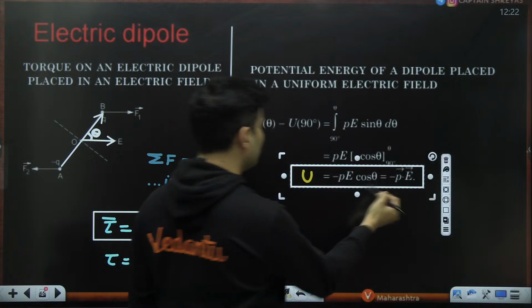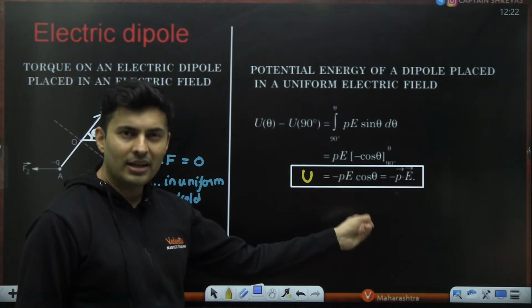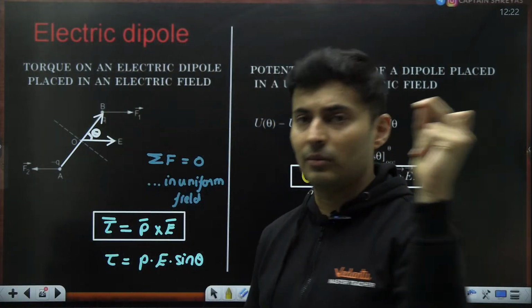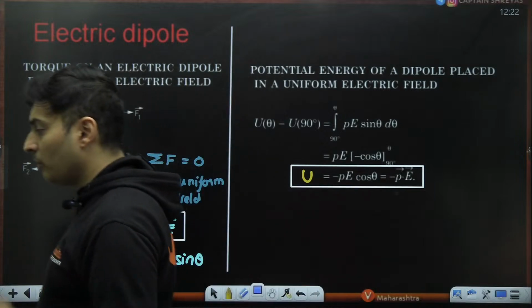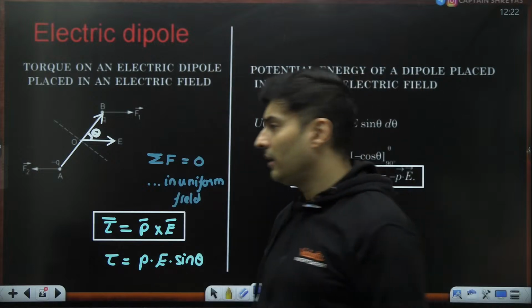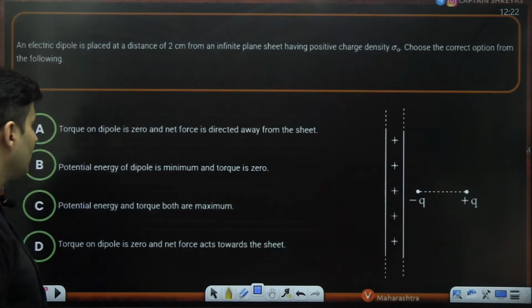So this is your potential energy, minus P cos theta, or you can take minus P vector dot producted, scalar producted with electric field. That is the potential energy of the dipole in that external field. Let's do some questions. What do you think?